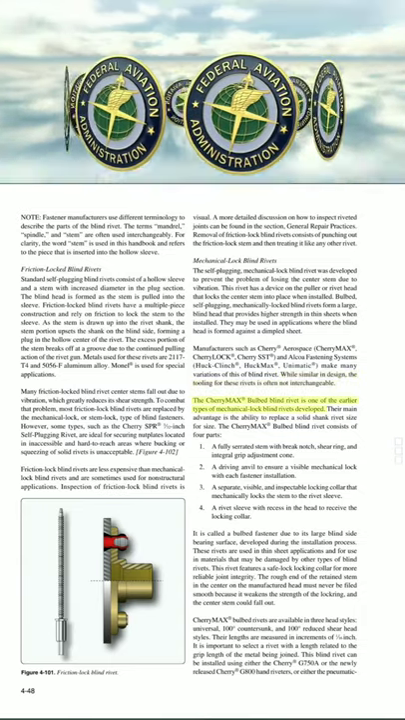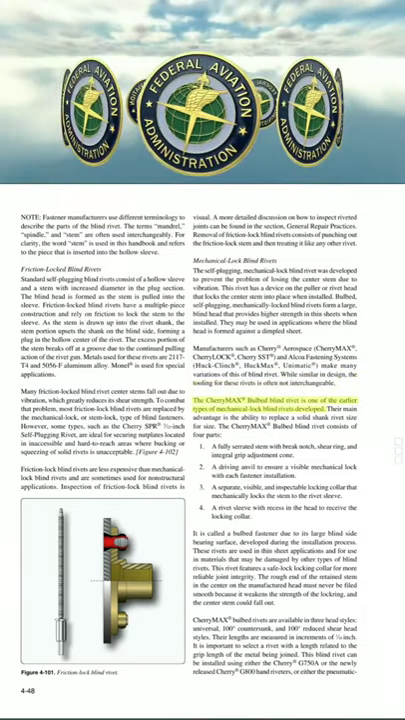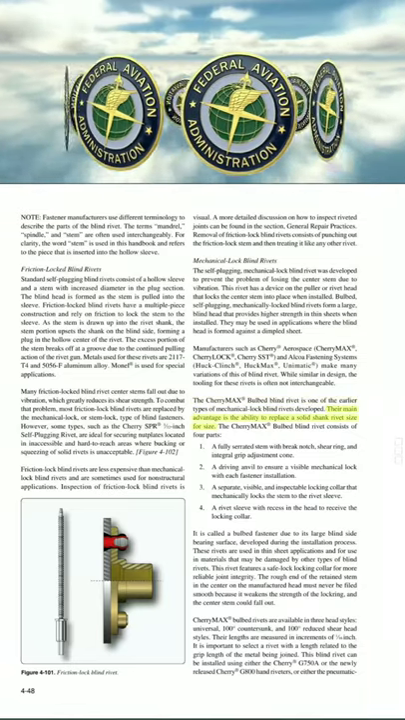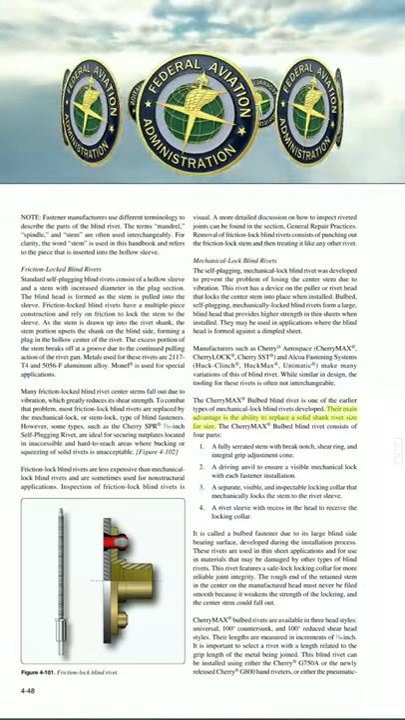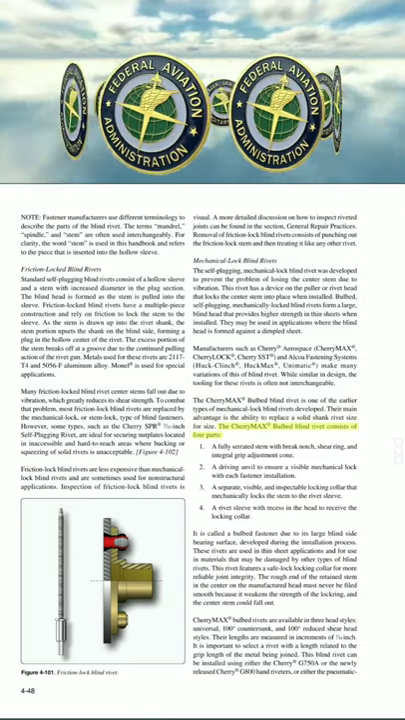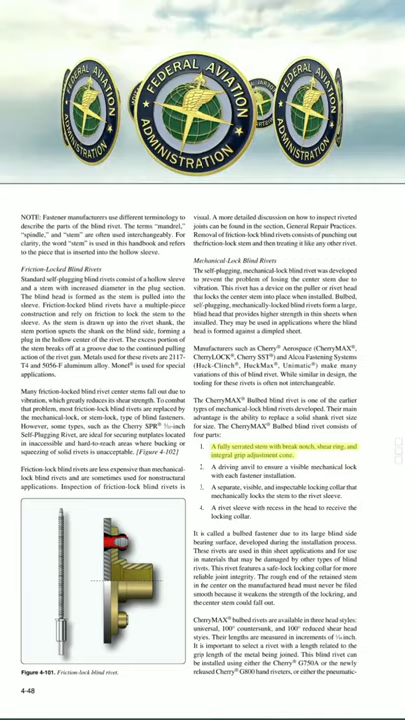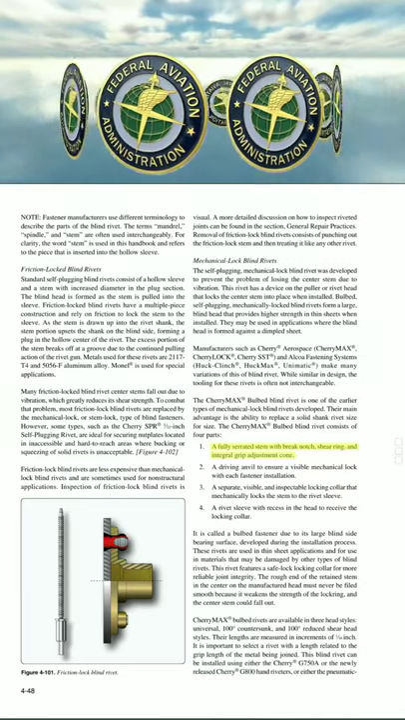The Cherrymax bulbed blind rivet is one of the earlier types of mechanical lock blind rivets developed. Their main advantage is the ability to replace a solid shank rivet size for size. The Cherrymax bulbed blind rivet consists of four parts. 1. A fully serrated stem with brake notch, shear ring, and integral grip adjustment comb. 2.